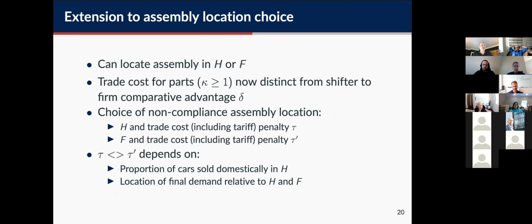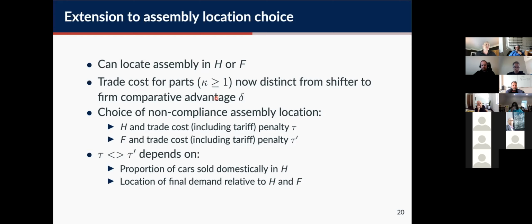So let me briefly motivate the extension to an endogenous assembly choice. All that's going to happen now is when the firm chooses not to comply, it's going to have a choice of either not complying and keeping its assembly at home, or not complying and doing assembly in foreign. The lower is delta, the comparative advantage related to foreign production, the more the firm is going to be likely, when it doesn't comply, to shift assembly location to foreign.